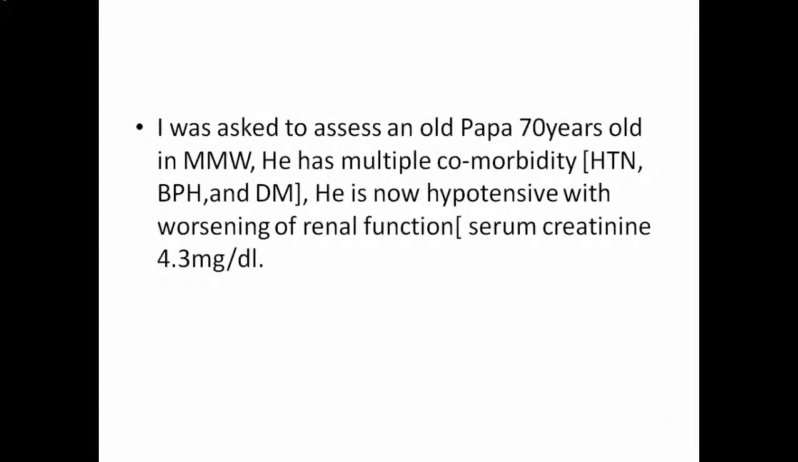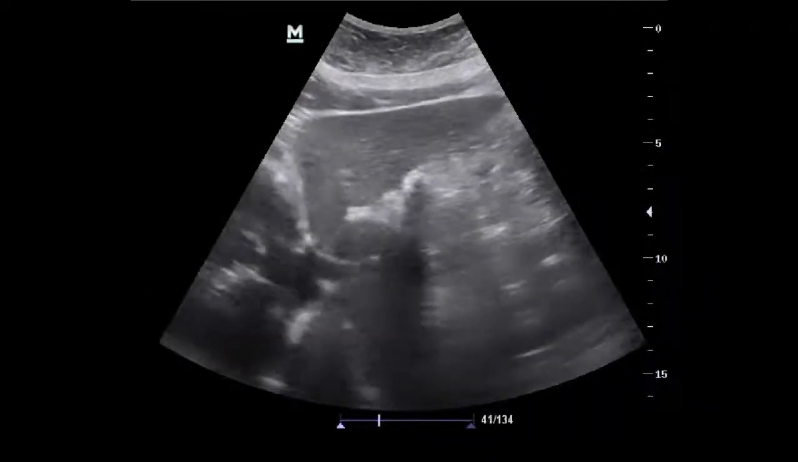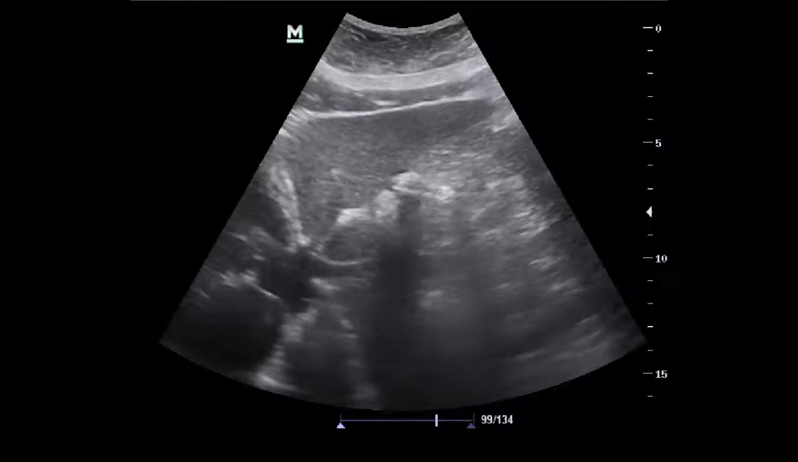I was asked to assess an old baba, a 70-year-old male in the male medical ward. He has multiple comorbidities: hypertension, benign prostate hyperplasia, and diabetes mellitus. He is now hypotensive with worsening of renal function. Serum creatinine reached 4.3 milligram per deciliter, coming from 1.8. Yes, this is the first assessment of our patient with acute renal failure.